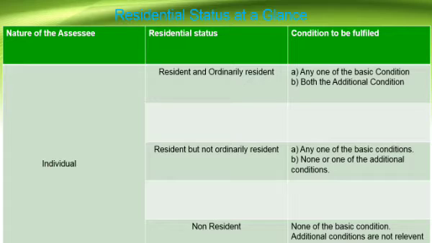Then the third one is non-resident. Here the individual does not satisfy any one of the basic conditions, and there is no need to examine the additional conditions, because additional conditions are irrelevant for finding out the residential status of a non-resident.